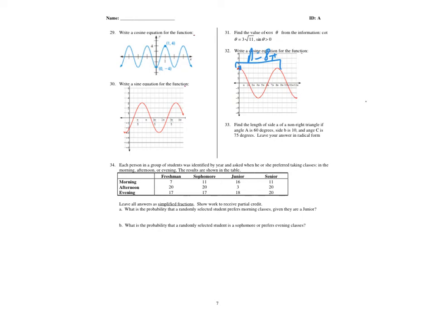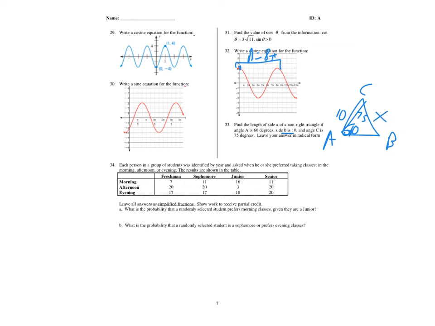Okay, next up we have a non-right triangle, and it says angle A, which is kind of arbitrary which one you call that, is 60 degrees. Side B, so its opposite angle B is 10, and angle C is 75 degrees. And so then what do we want to find? Side A. So this is what we're trying to find.